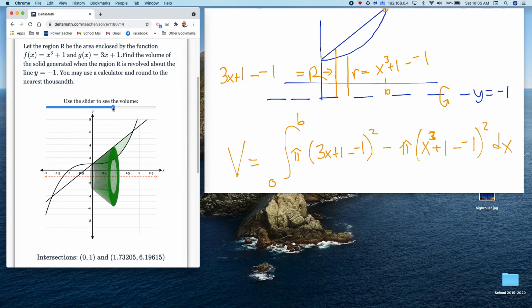So when you think about how this looks, when I start to pull this away, you can see those disks that are generated as we start revolving this. As I make this slider go to 0 and then I start revolving it, you can see those disks, and you can see the three-dimensional shape that is generated. Hopefully that helps, and good luck.